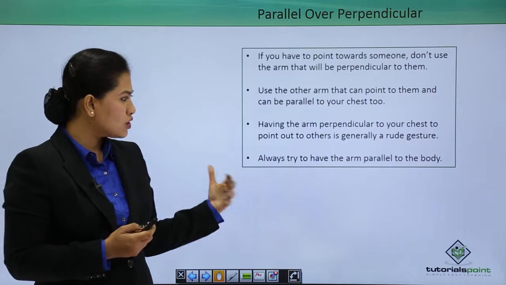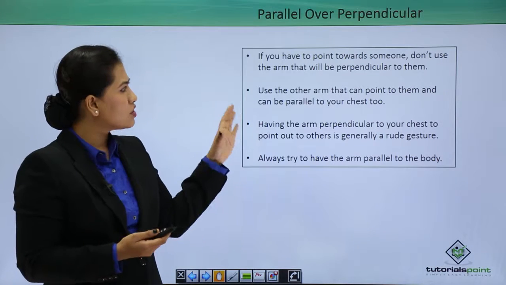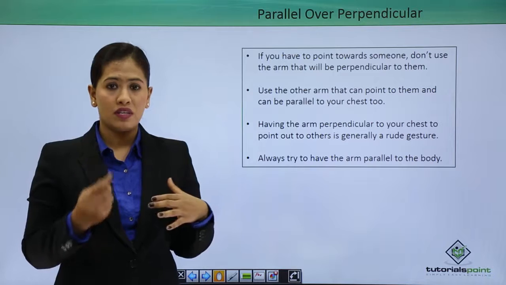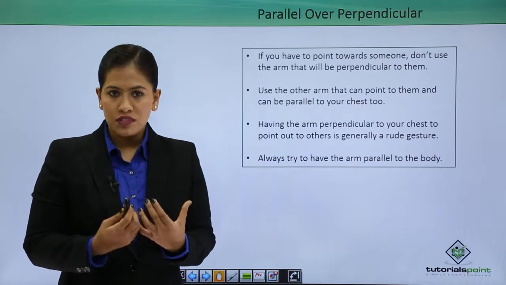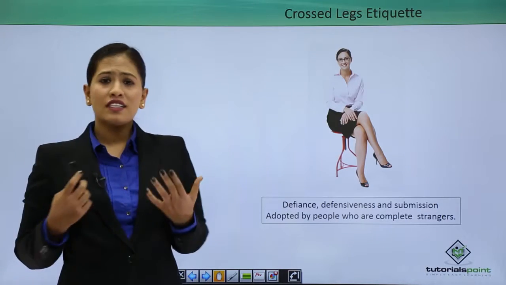So moving on, always try to have the arm parallel to the body rather than being perpendicular, and also keep in mind the arm that is perpendicular is not okay in a mandate such as group setting or group discussion. So, cross legs etiquette.